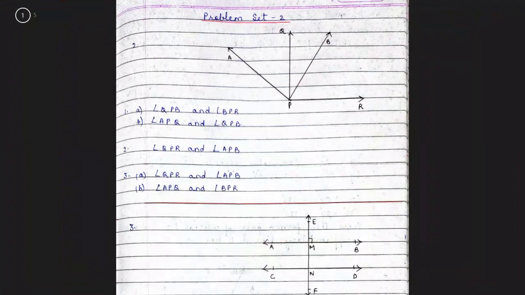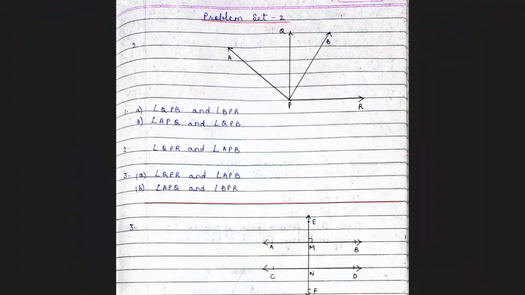Now, complementary angles are angle QPB and angle BPR. Together, they form 90 degrees. Another set would be angle APQ and angle QPB. So these are a pair of complementary angles. Next set is to find a pair of supplementary angles. So that's angle QPR and angle APB. So together 90 plus 90, it makes 180 degrees.